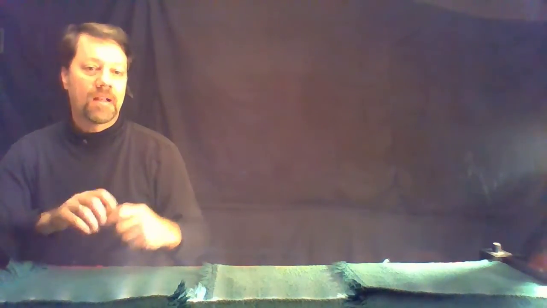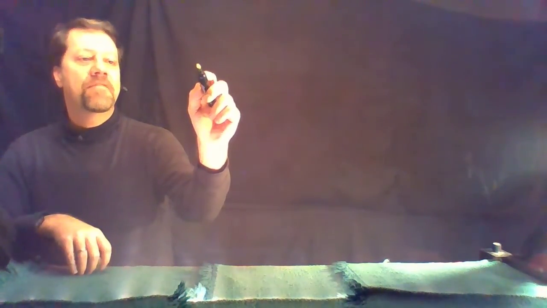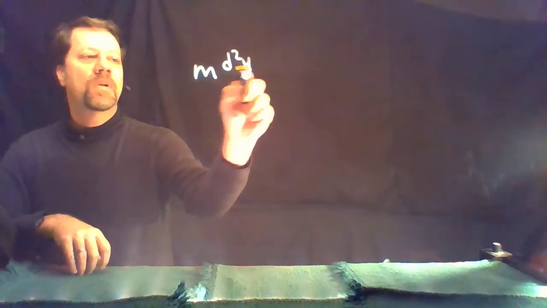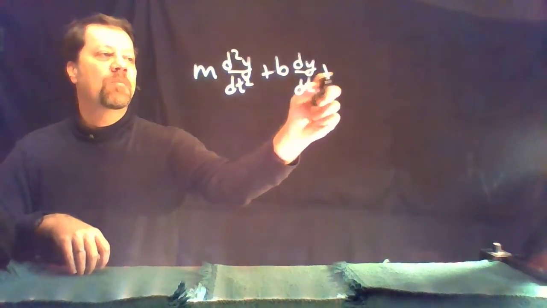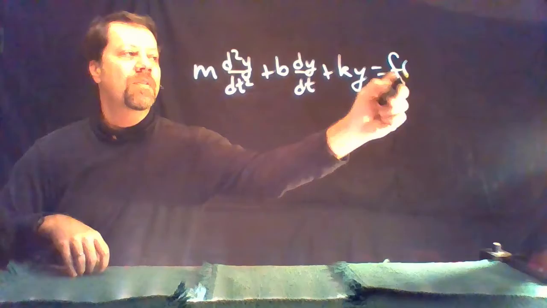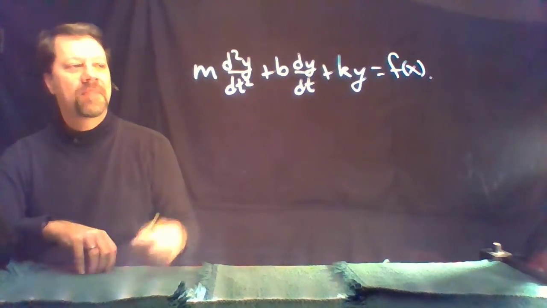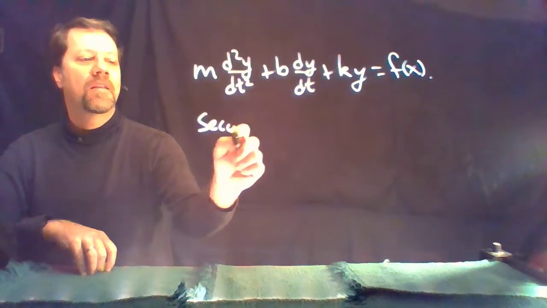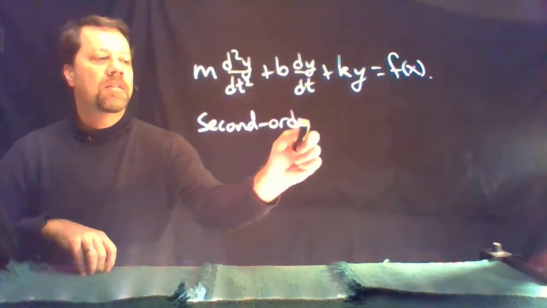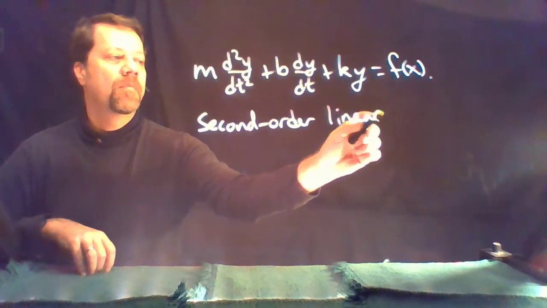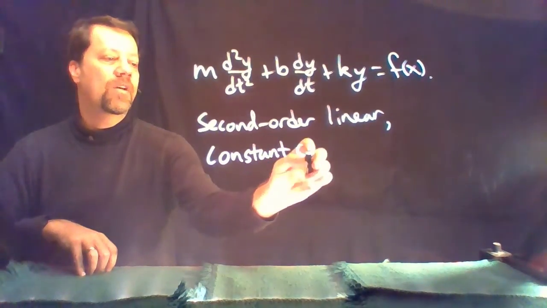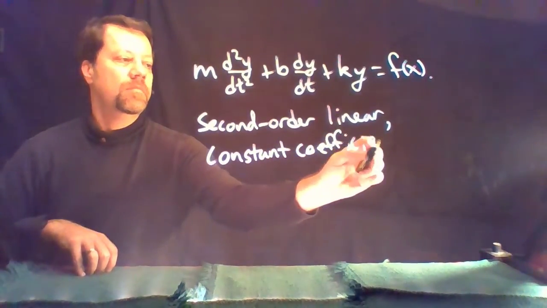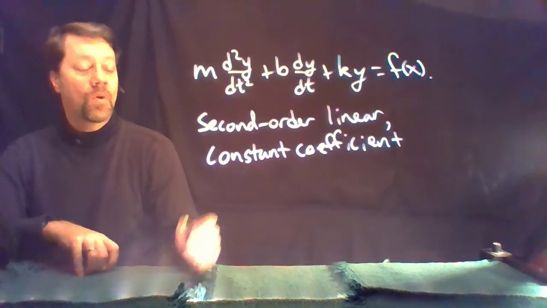Rearranging the terms in the equation that we have for modeling a spring, we have m d squared y/dt squared plus b dy/dt plus ky equals f of t. We say that this is a second order linear constant coefficient ordinary differential equation.